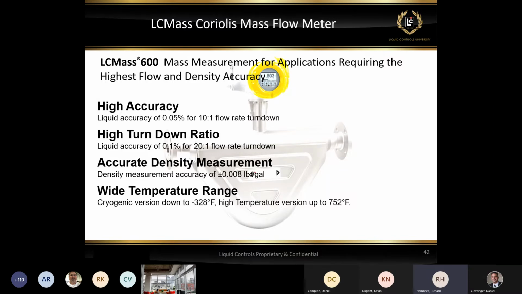So a very wide range if you have an application where you may need to do some cryogenics or if you're doing some heated caustics or that type of product, this meter may be an option.